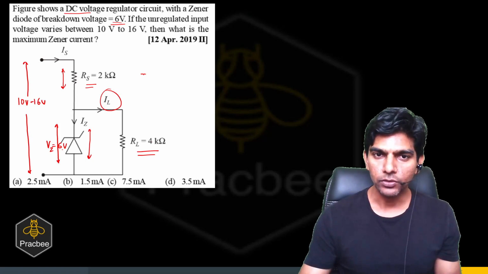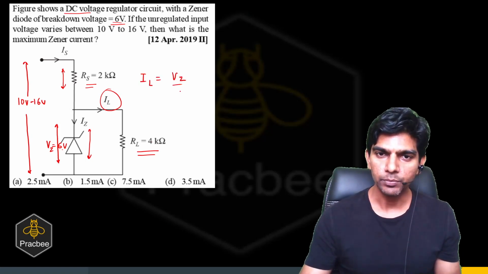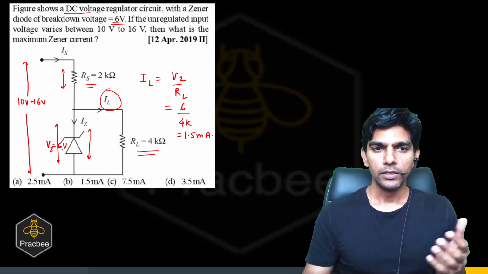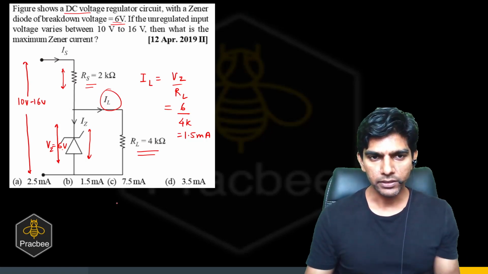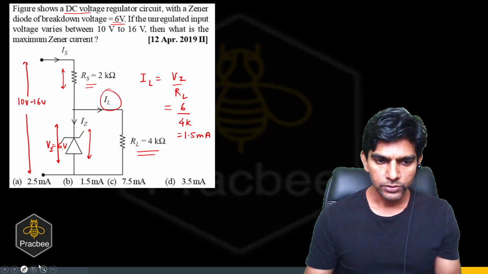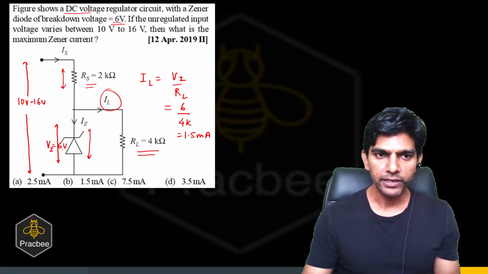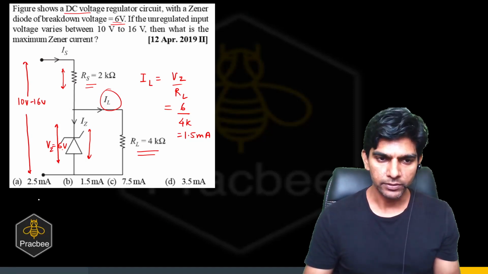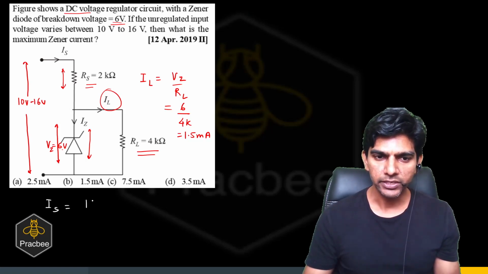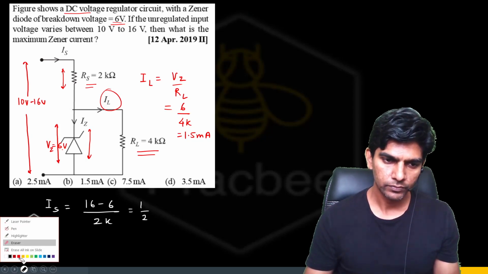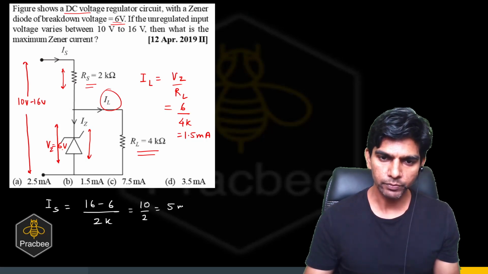So we can say the load current is fixed, which will be Vz upon RL, that will be 6 divided by 4 kilo, and it will be 1.5 milliamperes. Now we know the load current. To have the maximum Zener current, the input current has to be maximum. So we assume the input voltage is 16. Then the input current will be 16 minus 6 divided by 2 kilo. So that will be, sorry, not 12, 10 by 2, so it will be 5 milliamperes.